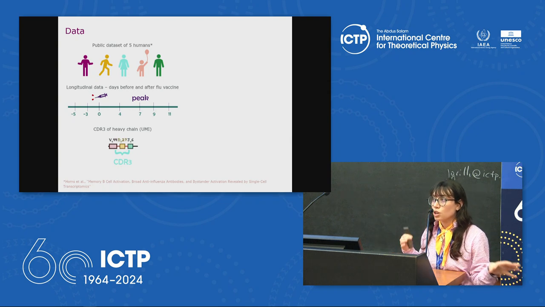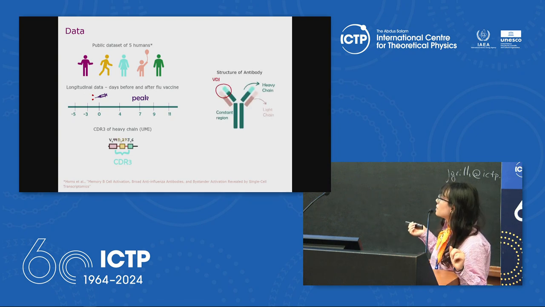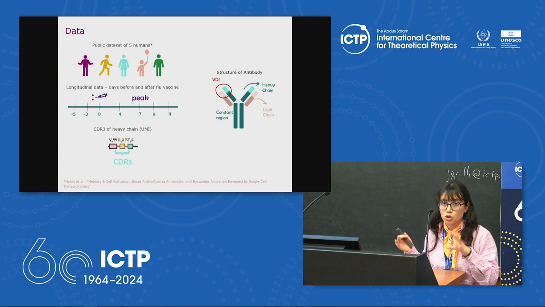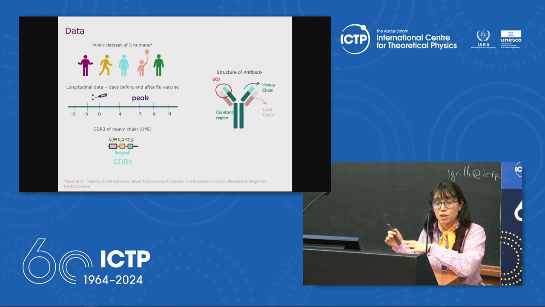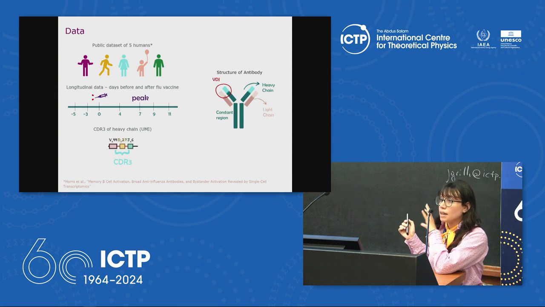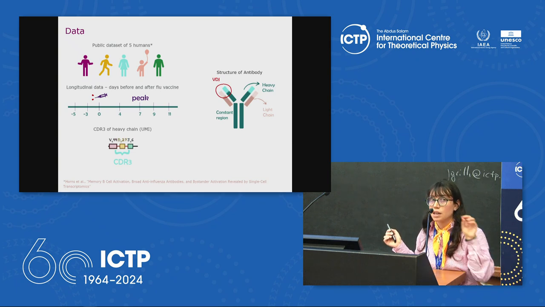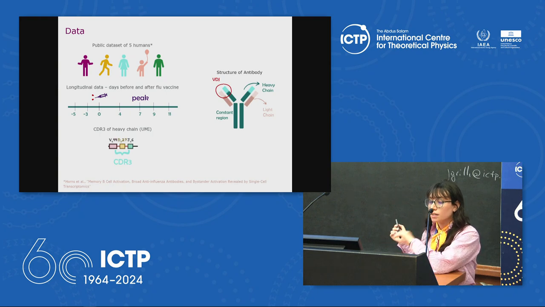For those not familiar with this kind of nomenclature, I will briefly remind you of the structure of the antibody, which is the same structure as the receptor at the surface of the B cell. What's important for us to know is that there is a constant region and a variable region, called the VDJ region, because it's formed by gene segments: the V gene segment, the D gene segment, and the J gene segment.